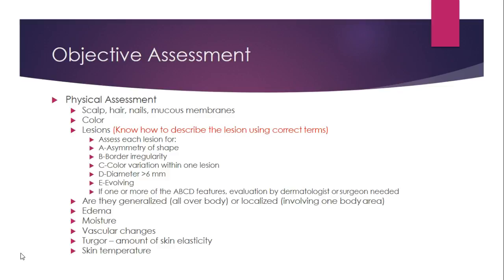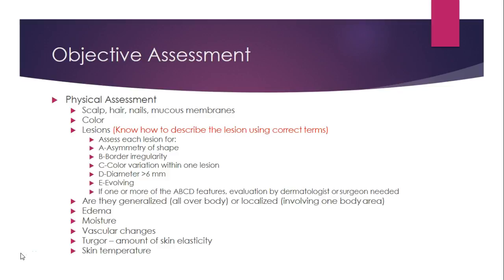So A stands for asymmetry. Is it a nice round shape, or is it a kidney shape, or is it just weird looking? Look for border irregularity. Does it have a nice border all the way around it, or does some of it have a nice border and some of it just kind of blends into the rest of the skin, or does none of it have a nice solid border?